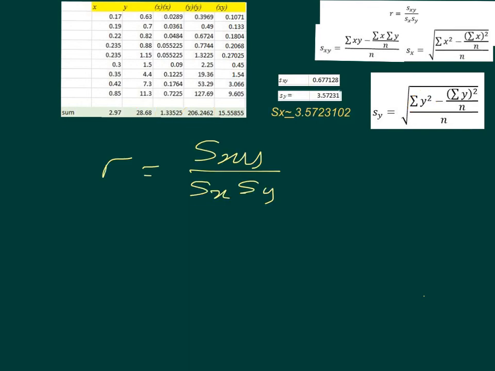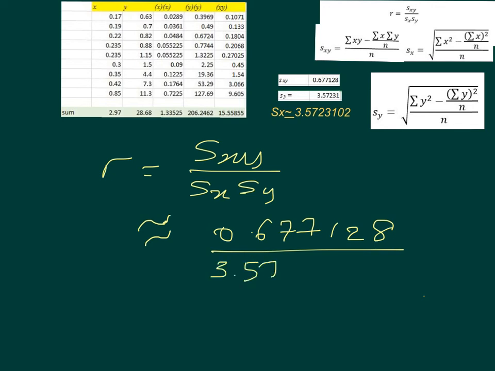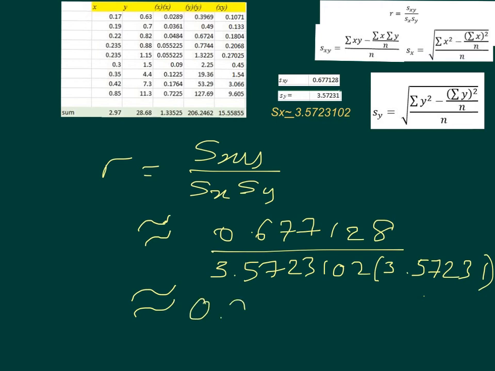Now we do the calculation with this formula. The covariance is 0.677128 divided by standard deviation of x, which is about 0.572310, multiplied by the standard deviation of y, which is 3.57231. And if you do this properly, this is roughly equal to 0.954194.